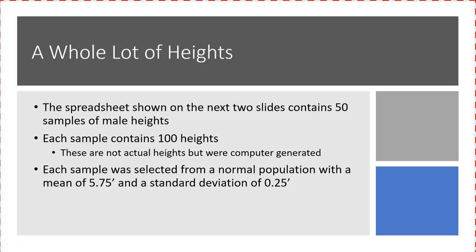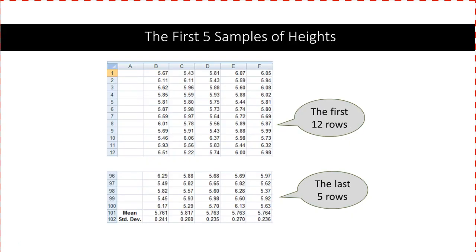On the next slide, we're going to see a spreadsheet of 50 samples of male heights, with each sample containing 100 heights. As a side note, this data set was just a computer-generated example using the random function in Excel. It doesn't come from actual measured heights. But each sample was selected from a normal population with a mean of 5.75 feet and a standard deviation of 0.25 feet. The first sample is shown in column B and the fifth sample is in column F. Row 101 contains the mean of each sample, and row 102 contains the standard deviation of each sample. We would expect the means to be hanging around 5.75 feet and the standard deviations to be in the ballpark of 0.25 feet.